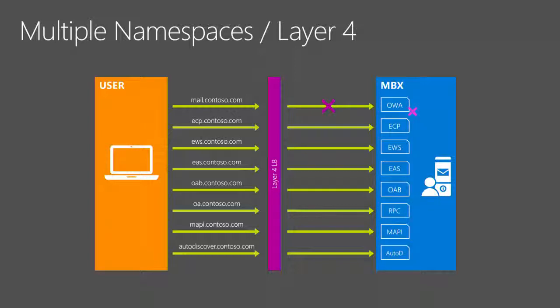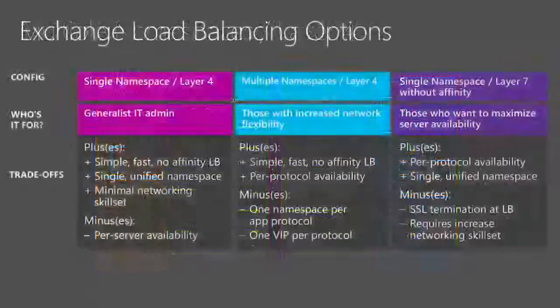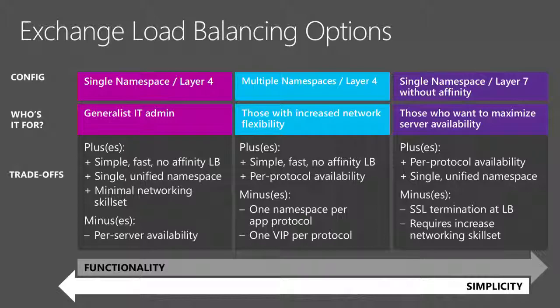So another way to look at this is the trade-off between functionality and simplicity, where you've got the single namespace layer 4 over there, and then the single namespace layer 7 without affinity over here. This would be the hardest to configure, but it would provide the most functionality. That would be the easiest to configure, but it would provide the least functionality. Again, typically, we would hope that you would go for per protocol availability over per server availability, but that is an option for you if you want that, especially if you're in a smaller shop where you just have a few servers that you need to keep tabs of.